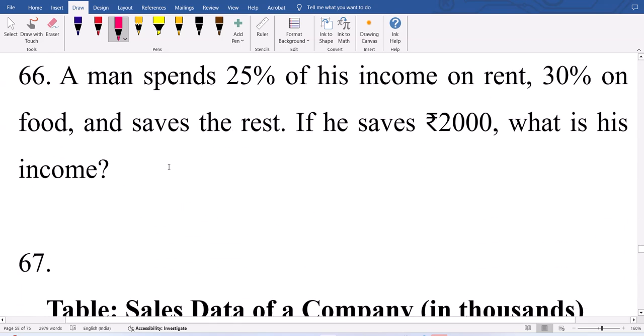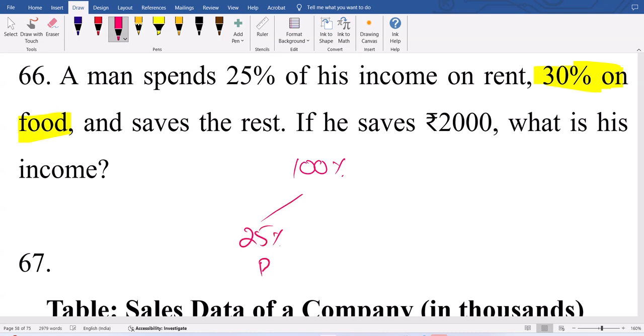Now 66. A man spends 25% on rent, 30% on food, means 55%. See, listen. In the question they have not mentioned 30% of the remaining on food. Guys, please understand, they have not mentioned it. We have that habit of thinking 30% of remaining, but here they have given it normally. Means 25 gone, 30 gone. Out of 100%, 25% for rent, 30% for food gone. Now what is available is 45%. That is savings, 2000.